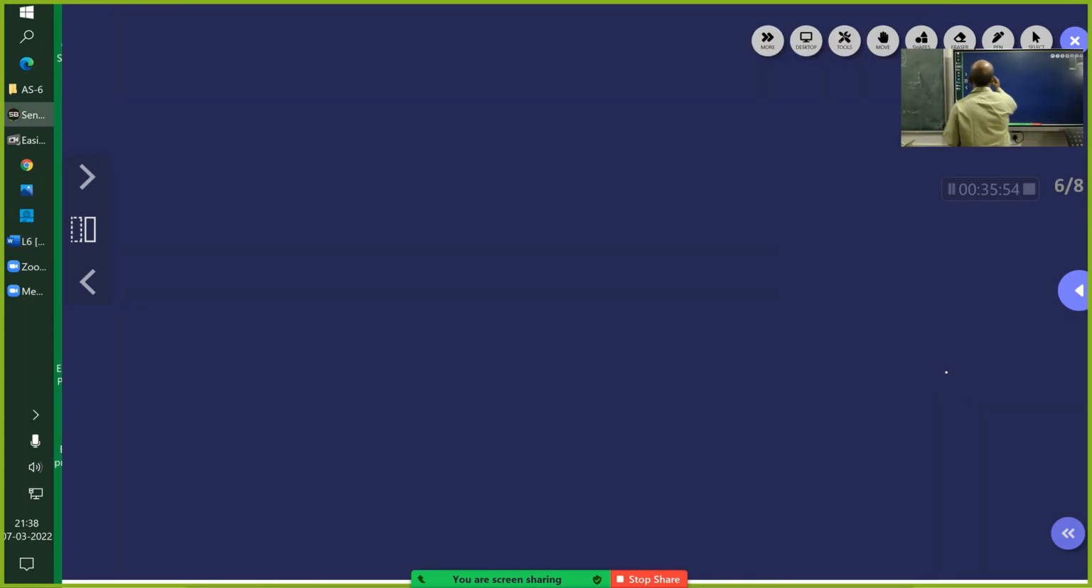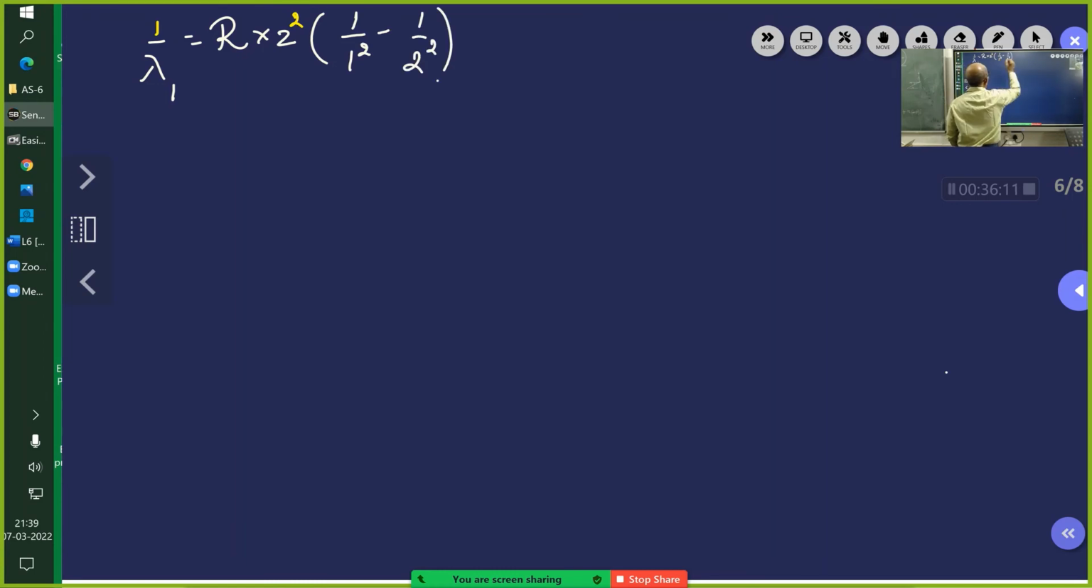So that should give you a hint. That is 1 upon lambda 1 will be equal to Rydberg into Z square. So Z square for hydrogen, Z is equal to 1. Still I am writing this. Upon 1 square minus 1 upon 2 square. So this is the first thing that you get here. And here Z is equal to 1. So you get here R into 1 minus 1 upon 4.